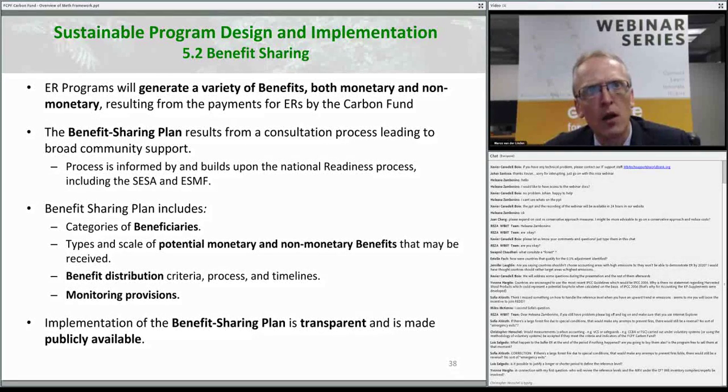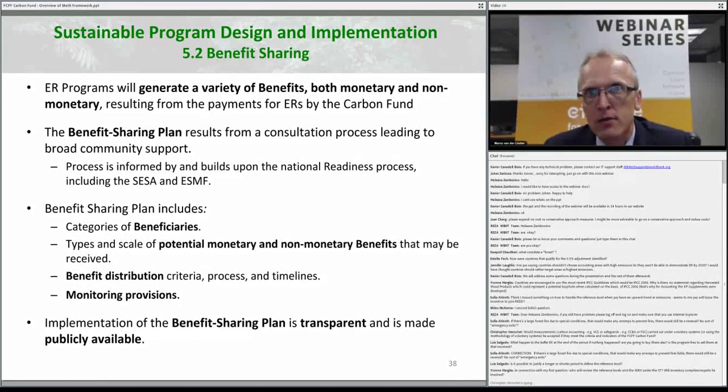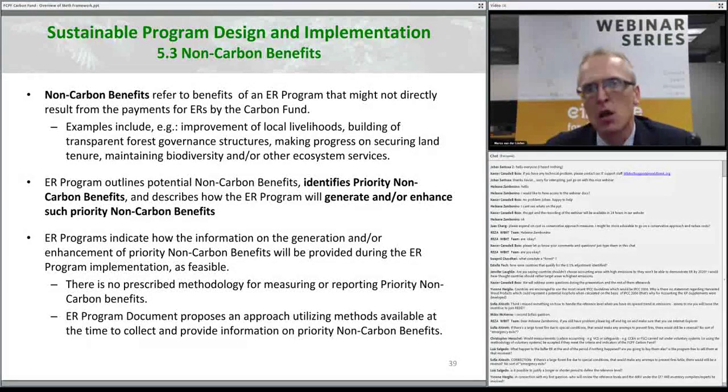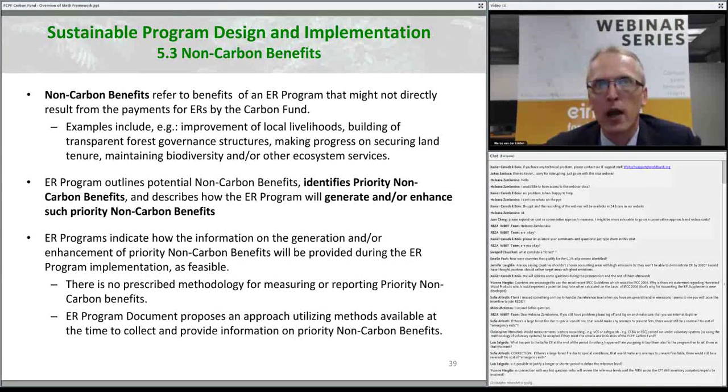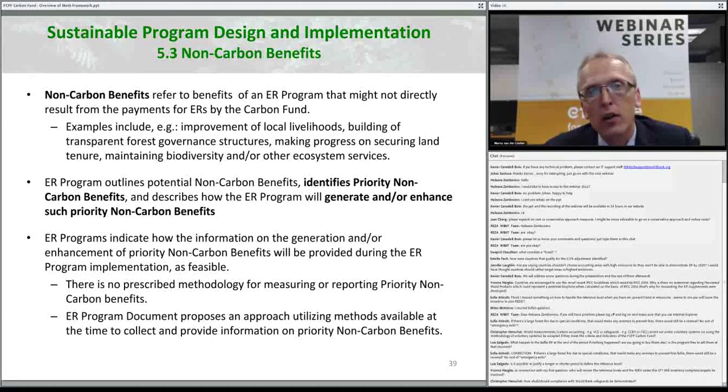So in that previous slide, we defined benefits as the monetary and non-monetary benefits resulting from the payment of the emission reductions. But then obviously all these programs also create a lot of other benefits: livelihoods, governance structures, biodiversity, ecosystem services, etc. In the context of the methodological framework and the Carbon Fund, these are called non-carbon benefits. So they're still benefits of the program, and still very important, but they're not directly resulting from the payment for the emission reductions.